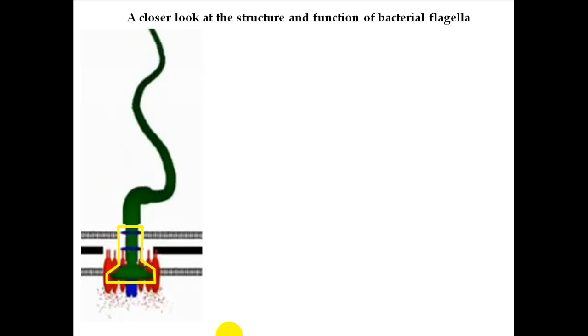This part here that is embedded within the membrane and the cell wall of the bacteria, this whole apparatus, is called the basal body of the flagellum. This part here, the first part to extend out away from the bacterium, is called the hook. And then the long part, where you see all the movement, is the filament of the flagellum.